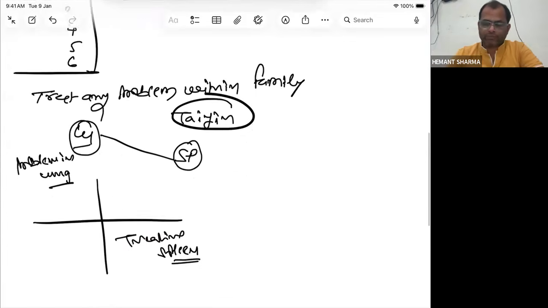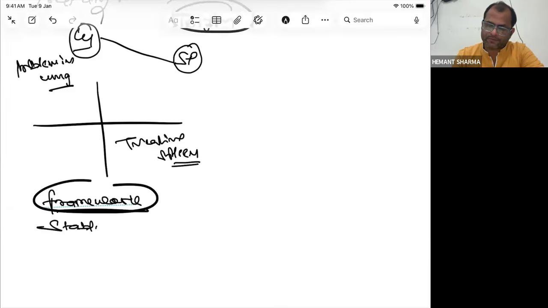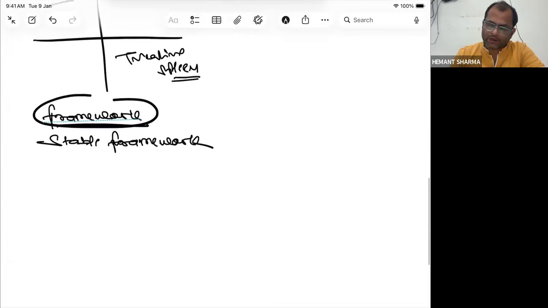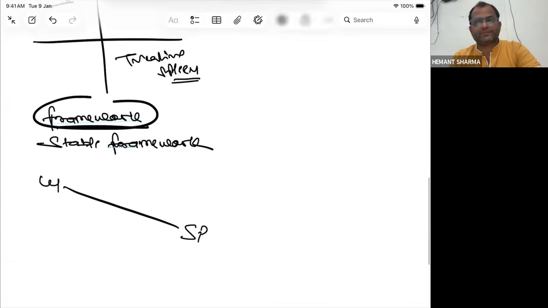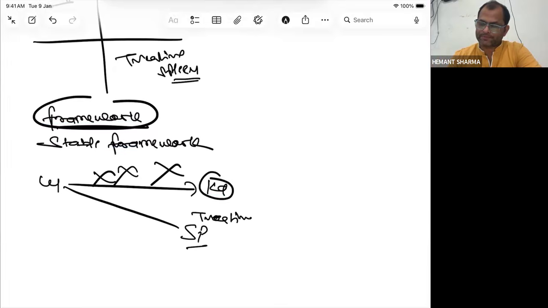Making the framework. There is a stable framework. Stable framework means if there is a problem in the lung, you can treat by the spleen. If there is a problem in the lung, you cannot treat by kidney. There is no wiring between lung and kidney directly. If there is a problem in the lung, you will treat by spleen. So this is called a stable framework.